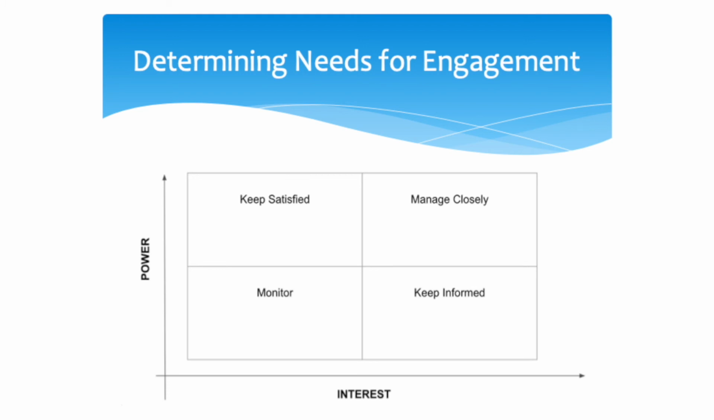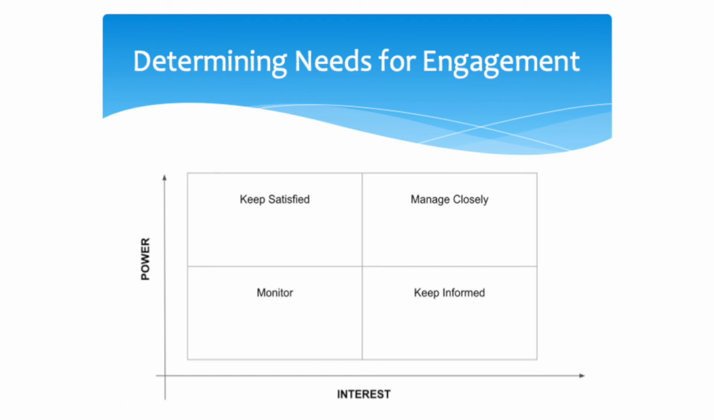This slide shows a framework for how you might determine your engagement approach based on the amount of power each stakeholder has or is perceived to have and their level of interest. The bottom x-axis displays the level of interest of the stakeholder, while the y-axis displays the level of power they have or are perceived to have.